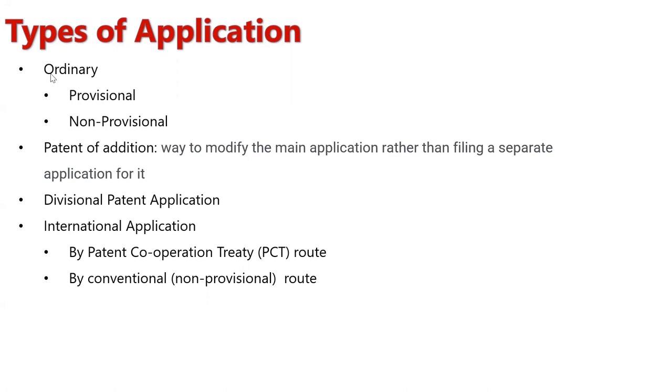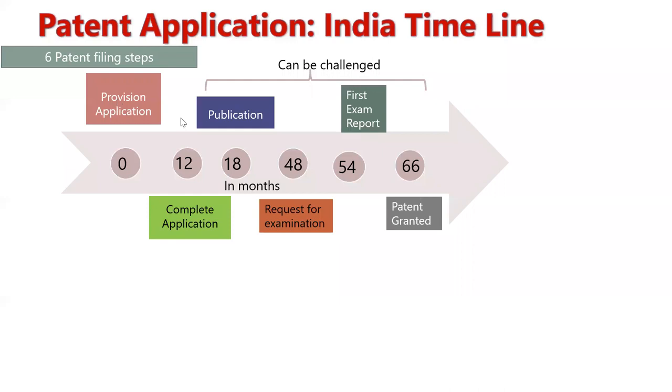If I am filing the patent, we have to follow six steps. I will start by filing the provisional application, and the complete application should be filed within a year, and then it will be published. Once it is published, you request for examination. Once the first examination report comes, if it is fine, then the patent will be granted. But there are some intermediate steps that we have to meet.